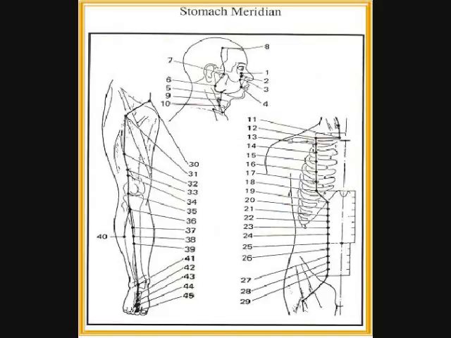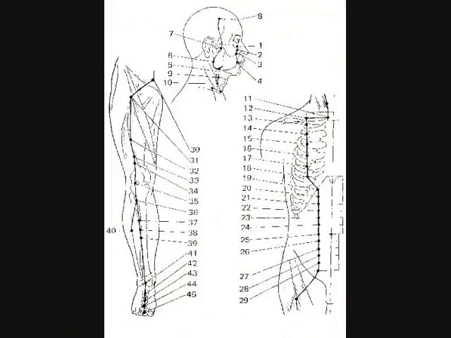Stomach 8. 0.5 cun within the anterior hairline at the corner of the forehead. 4.5 cun lateral to Du 24. Stomach 9. Level with the tip of Adam's apple, just at the course of the common carotid artery, on the anterior border of M. SCM.